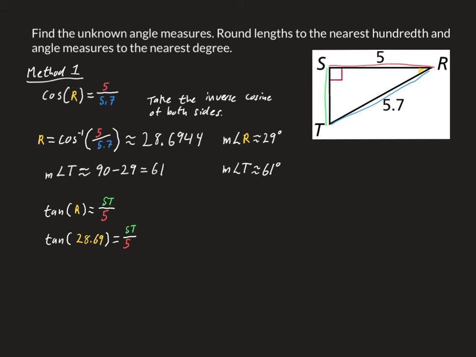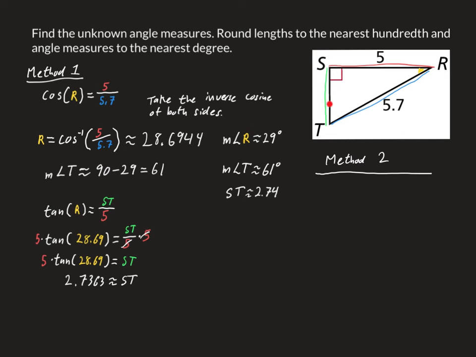So here we're going to multiply both sides by 5, and then just take 5 times the tangent of 28.69. So then we get 2.7363 is about what the length of ST is. So we need to round to the nearest hundredth. So that 6 there, we'll round it to a 4. So 2.74.